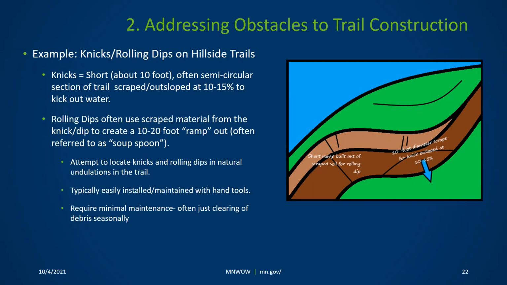Rolling dips are a similar concept, sometimes referred to as the soup spoon. As you scrape out that material from your nick, you use it to build a ramp out on the downhill, which prevents water from ever flowing around and creates a gradual ramp out. You attempt to locate both of these in natural undulations, and they are used simultaneously. They're easy to install with hand tools and easy to maintain. Minimal maintenance, usually just a little bit of clean out.